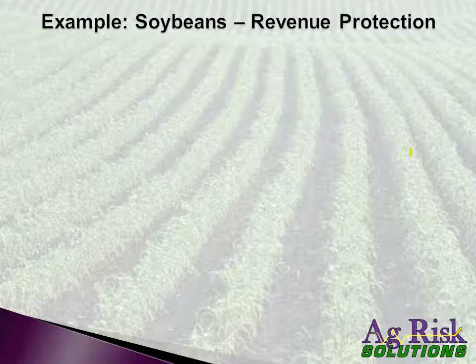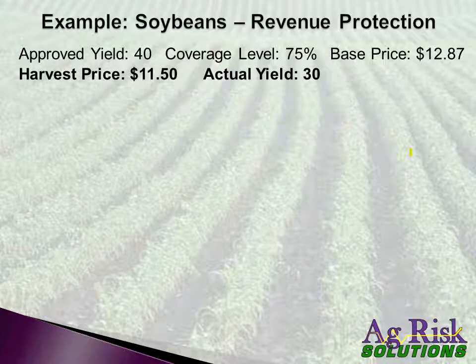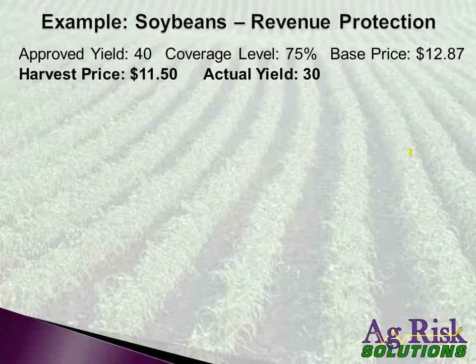Okay, now I'm going to run through one quick example for soybeans. I won't run through three, we'll just run through one because it works essentially the same as the corn. You're just going to be looking at different numbers. So for this example, I'll use an approved yield of 40 bushel, a coverage level of 75%. So we're looking at a guaranteed yield of about 30 bushel per acre, and our base price was $12.87 per bushel. And we're going to look at an example where the harvest price comes in at $11.50. Again, that's slightly below where that contract is trading today. And we end up with an actual yield of 30 bushel per acre.